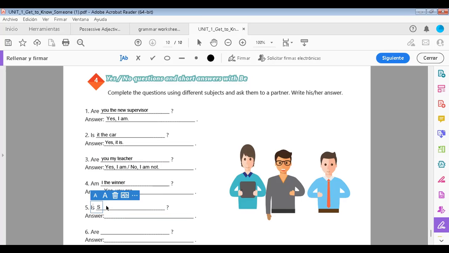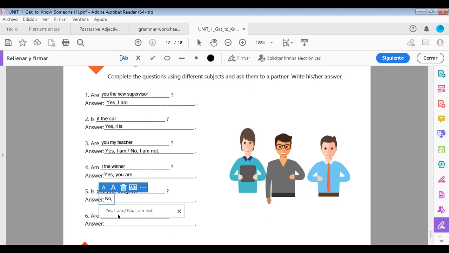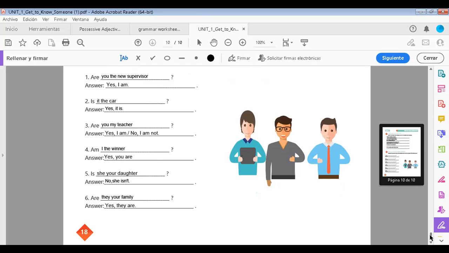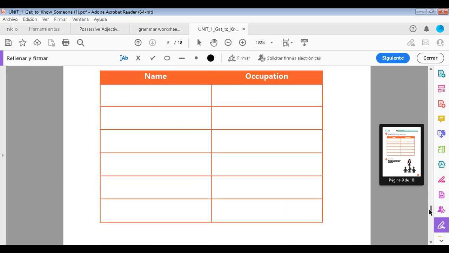Is she your daughter? Okay, is she your daughter? Yes. No. No, she isn't. Okay. Number six, guys. Are they your family? Are they your family? Okay. Answer. Yes, they are. Okay, so we basically finished unit number one in these two examples.